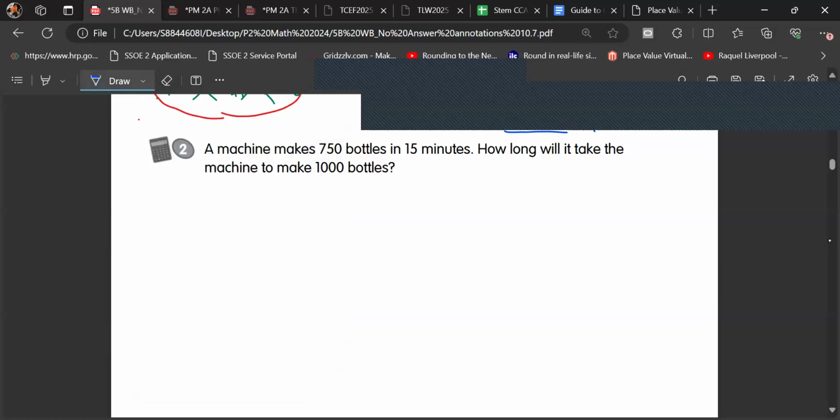So here, the first quantity is number of bottles. The second quantity is time, number of minutes. So the question is asking for how long. You need to figure out what is being asked. Which quantity is in question? I'm given bottles.